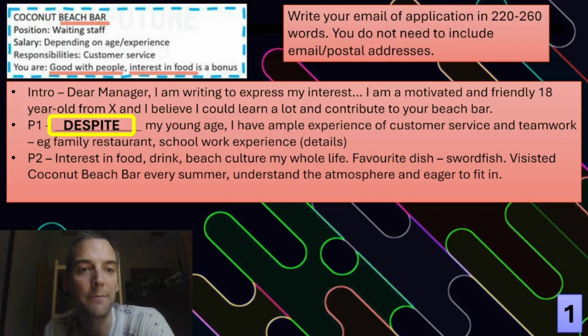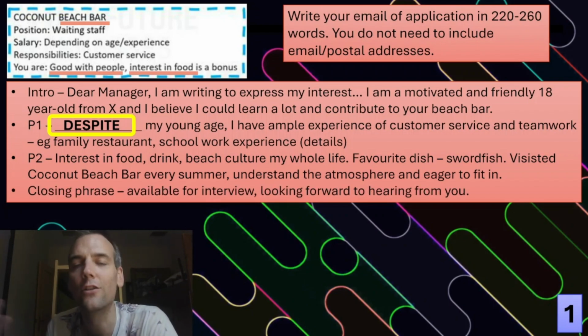I would then expand on my interest in food, because this is the second part of the question, about how I've always been interested in this culture. Details about how I love the swordfish at your beach bar. So I'm personalizing it, and I want that job there because I would fit in very well at your beach bar. In conclusion, your closing phrases.